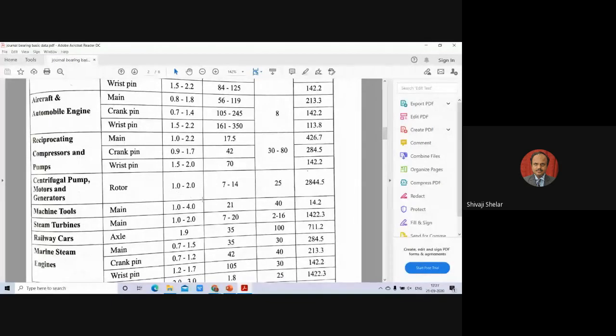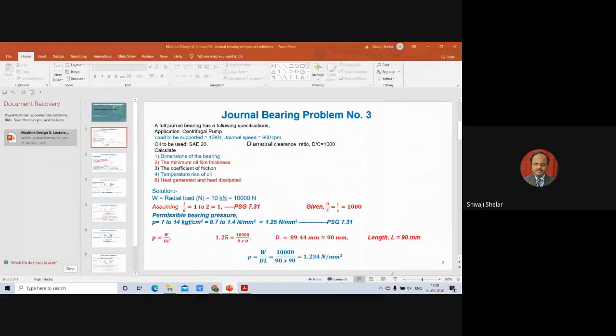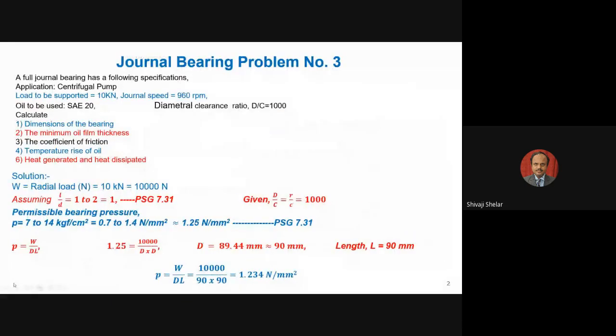Okay. So based on this, we have selected L by D for our current problem as 1. Then you have to select a bearing pressure here. So bearing pressure between 7 to 14. You can have minimum value of 7 and maximum value of 14. So in this range, you can select. You can consider the viscosity of the lubricant maybe around 25. So that we are going to check again here, the viscosity of the lubricant also. Okay. So if you go to the presentation again. In this presentation, you have L by D selected value equal to 1 from PSG 7.31 table.